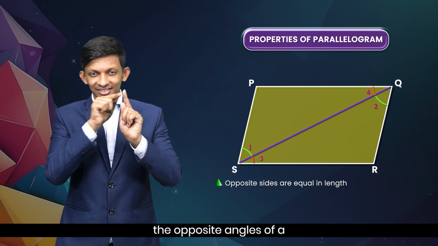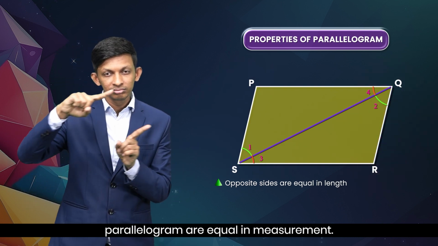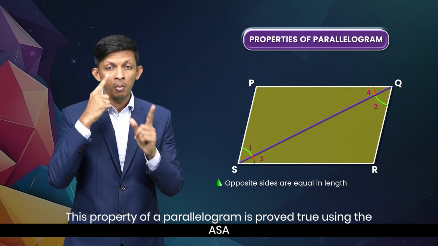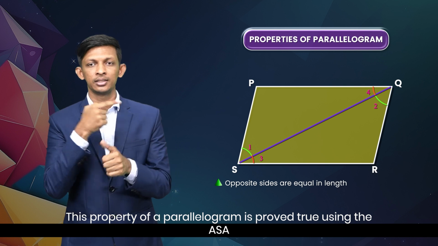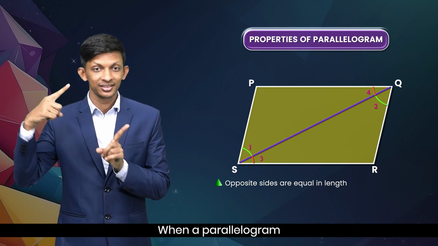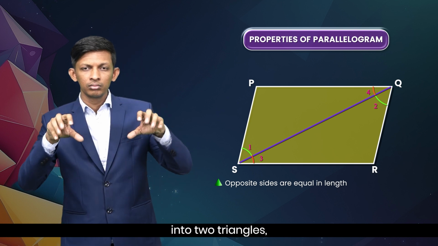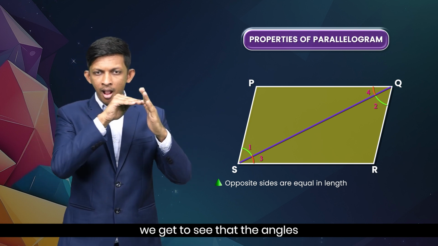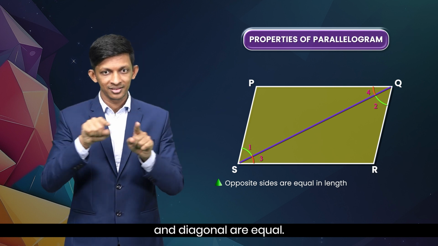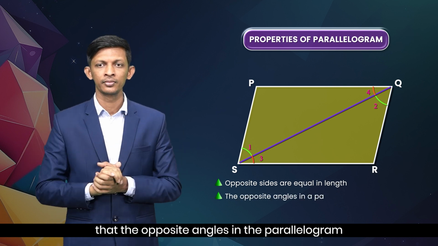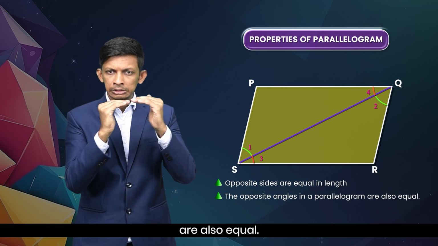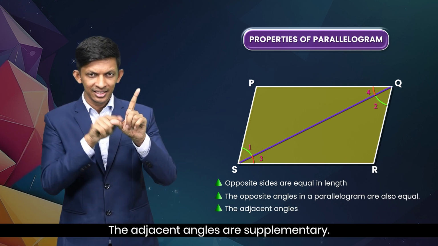The opposite angles of a parallelogram are equal in measurement. This property of a parallelogram is proved true using the ASA congruency condition. When a parallelogram is divided into two triangles, we see that the angles across the common side, here the diagonal, are equal. This proves that the opposite angles in a parallelogram are also equal. The adjacent angles are supplementary.